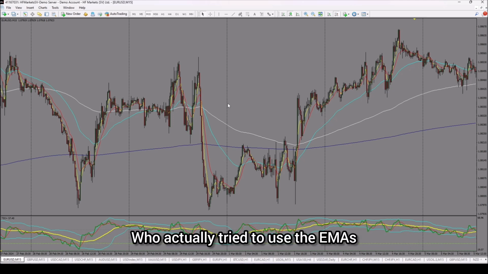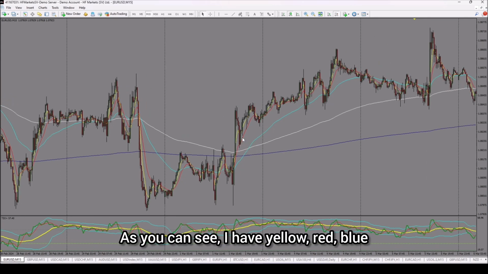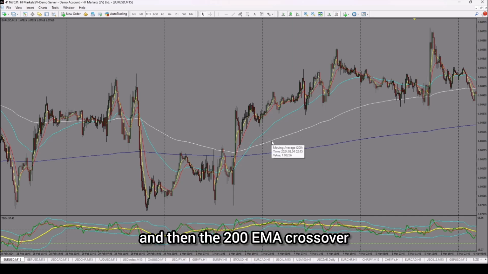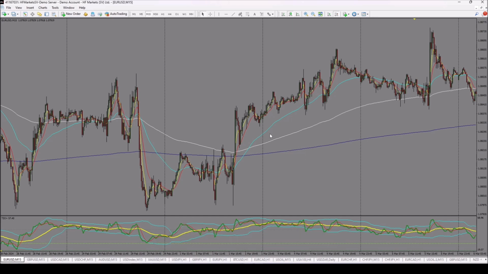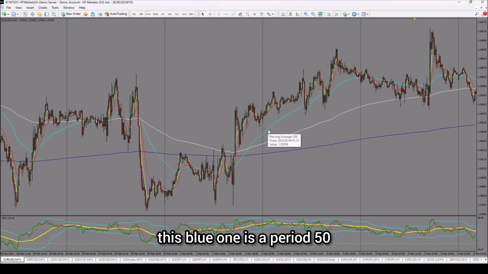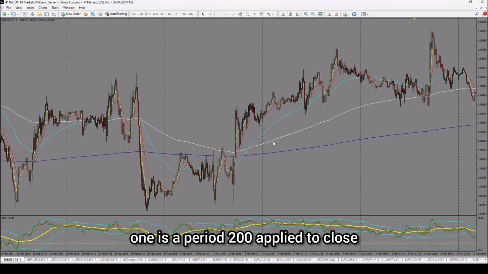We'll try to use the EMAs that are on the charts. As you can see, I have yellow, red, blue, white, and 800, which is in dark blue. But of all these EMAs, what we want is the 50 and the 200 EMA crossover. For those who keep asking in the comments what the settings of the EMAs are: this blue one is a period 50 applied to close, and this one is a period 200 applied to close.